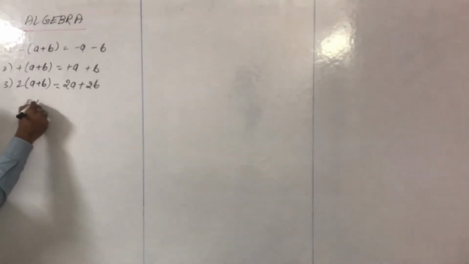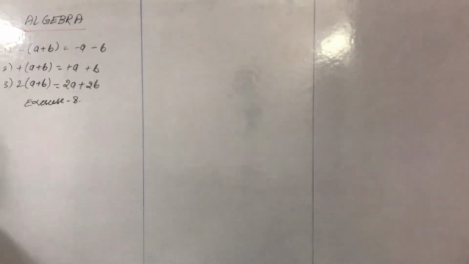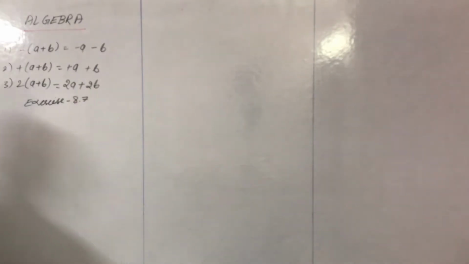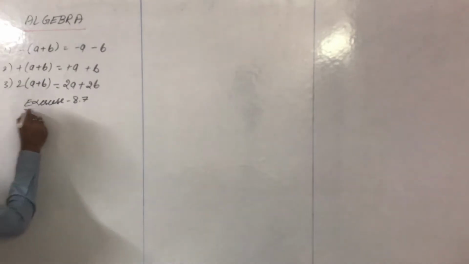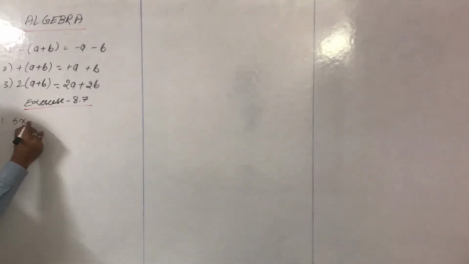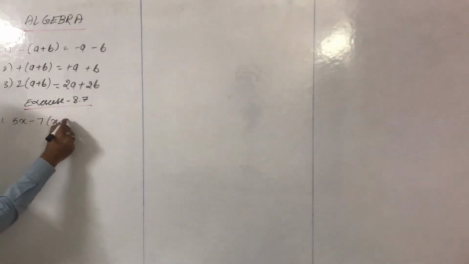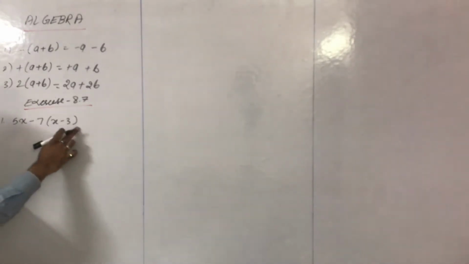Now exercise 8.7. Exercise 8.7. Simplify by removing the brackets. First question, simplify by removing the brackets. First question, 5x minus 7(x minus 3). This is the given problem statement which we have to simplify by removing the bracket.